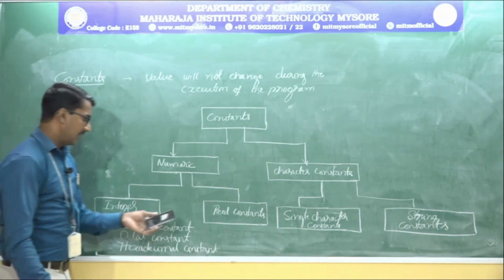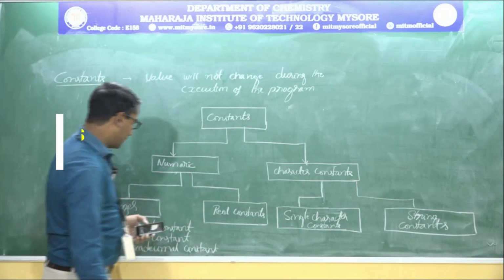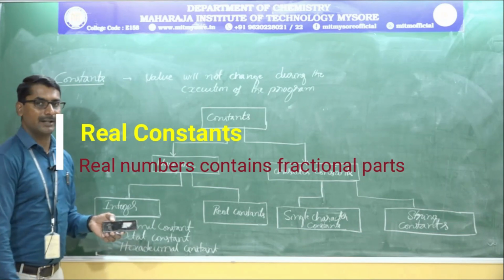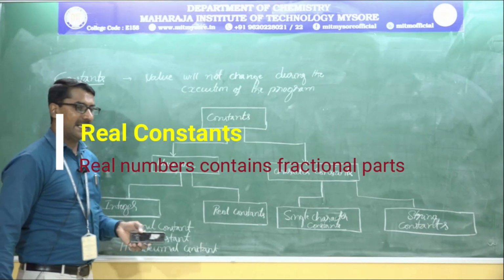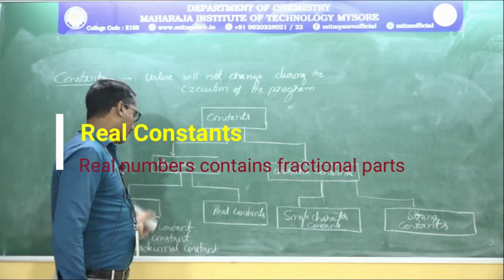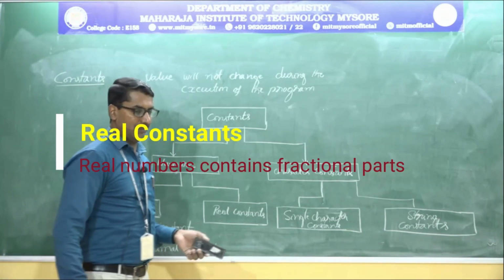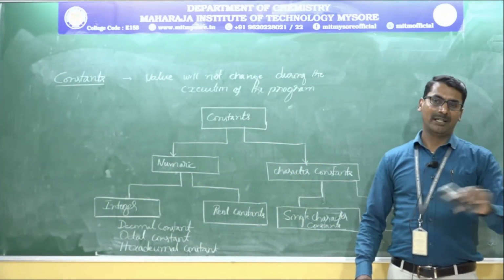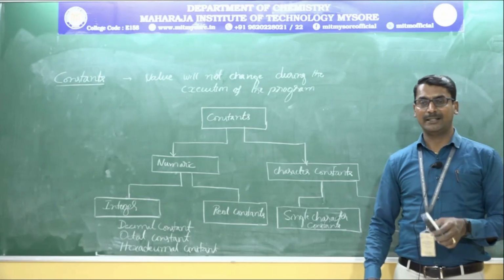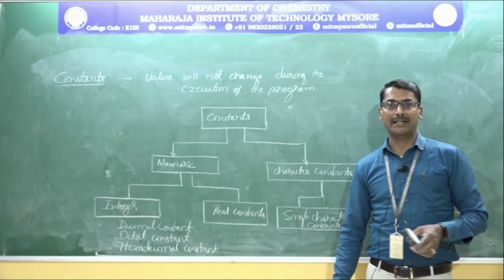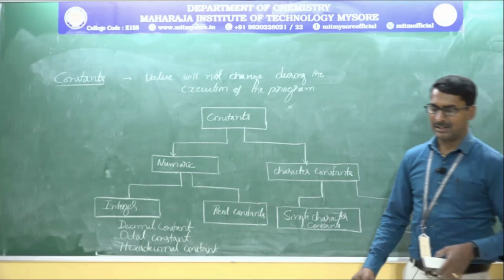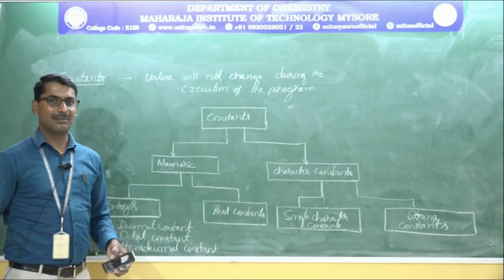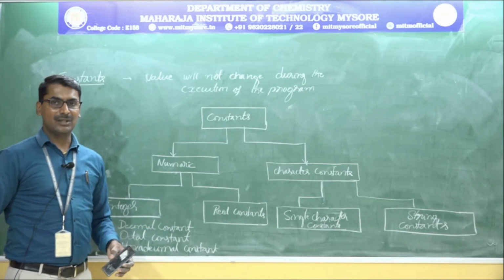The next constant is the real constant. One of the disadvantages of the integer constant is that it doesn't contain fractional values. We cannot represent continuous values using an integer number. Example, height. Usually height we represent as 5.2 inch, 5.5 inch, 5.6 inch. Similarly, weight is also represented in the form of fractional value, and distance is also represented in fractional values. So continuous values cannot be represented by using an integer constant.